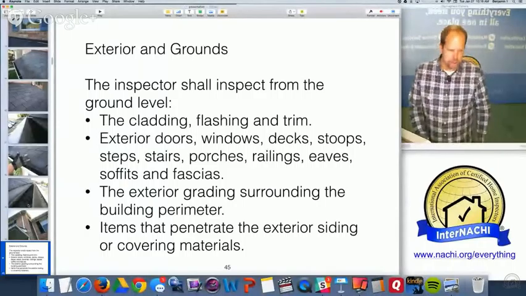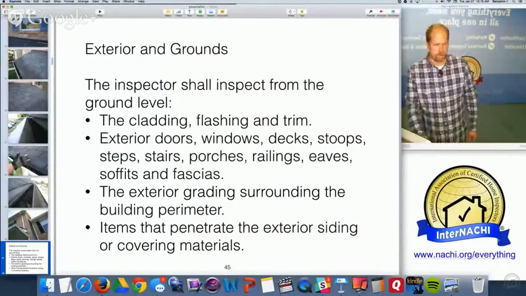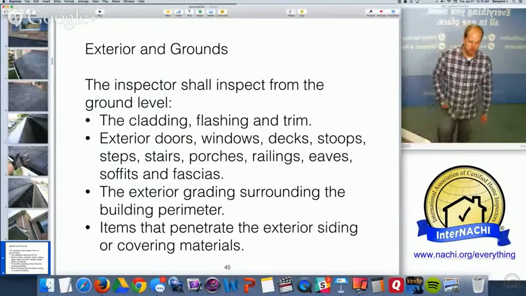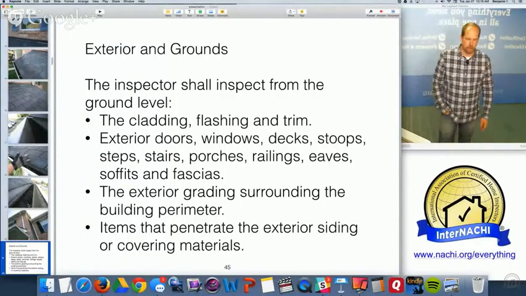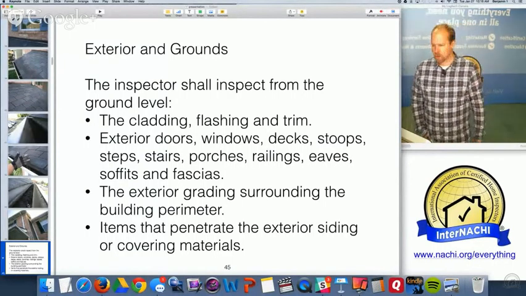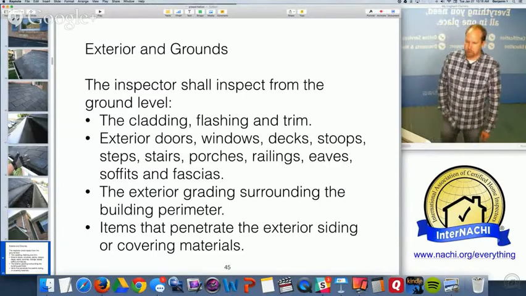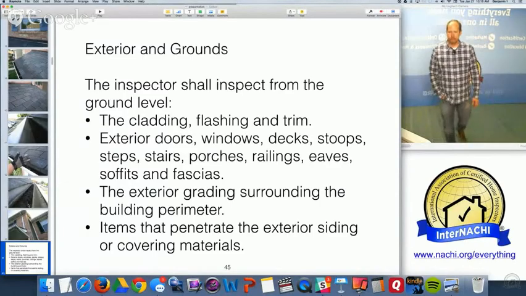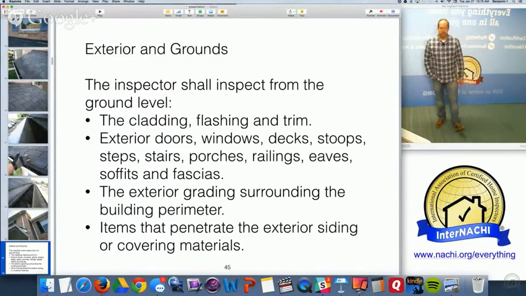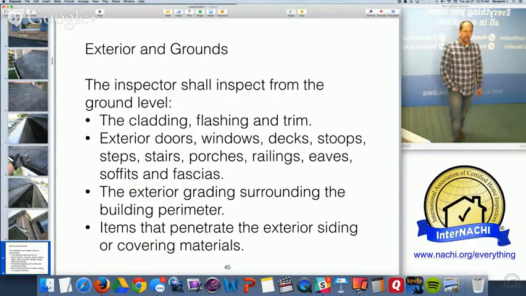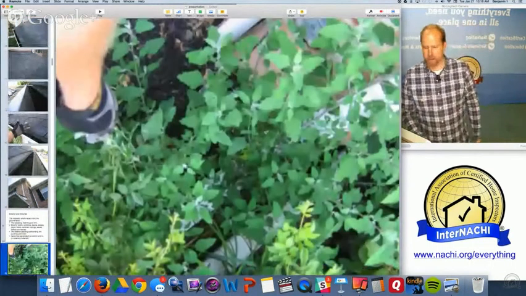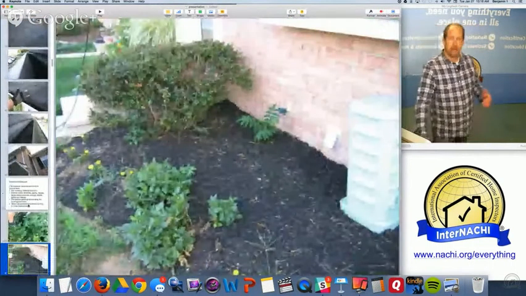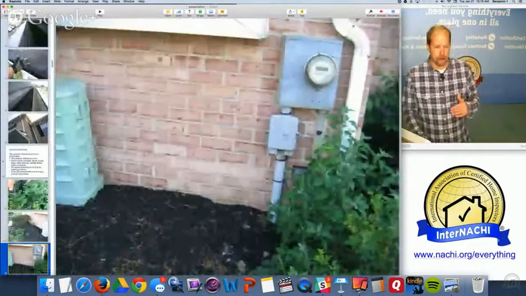Yep. The exterior and grounds, that's the next system for performing a mold inspection. The inspector shall inspect from ground level the cladding, the exterior siding materials, the flashing, the trim, the exterior doors, windows, decks, stoops, steps, stairs, porches, railings, eaves, soffit, fascia, the exterior grading around the building perimeter, and anything that penetrates the exterior siding or covering materials. And I take a lot of pictures while I'm going around.